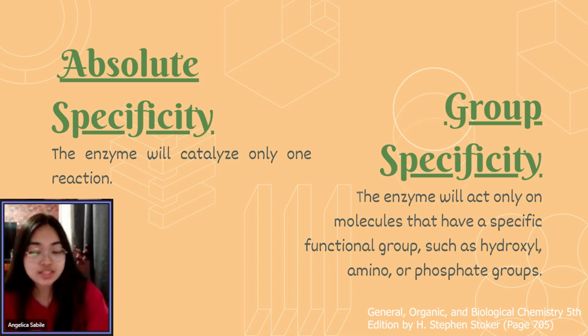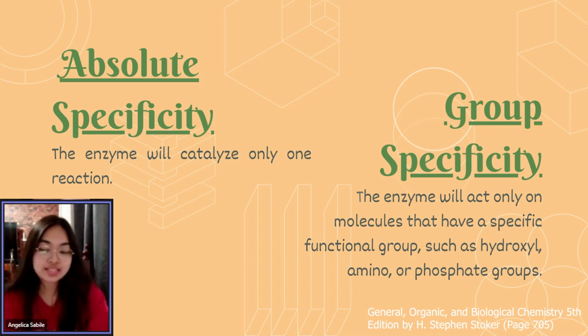The second one is group specificity. From the word itself, group, the enzyme will only act on molecules that have a specific functional group, such as hydroxyl, amino, or phosphate groups. Carboxypeptidase is group specific. It cleaves amino acids, one at a time, from the carboxyl end of a peptide chain.